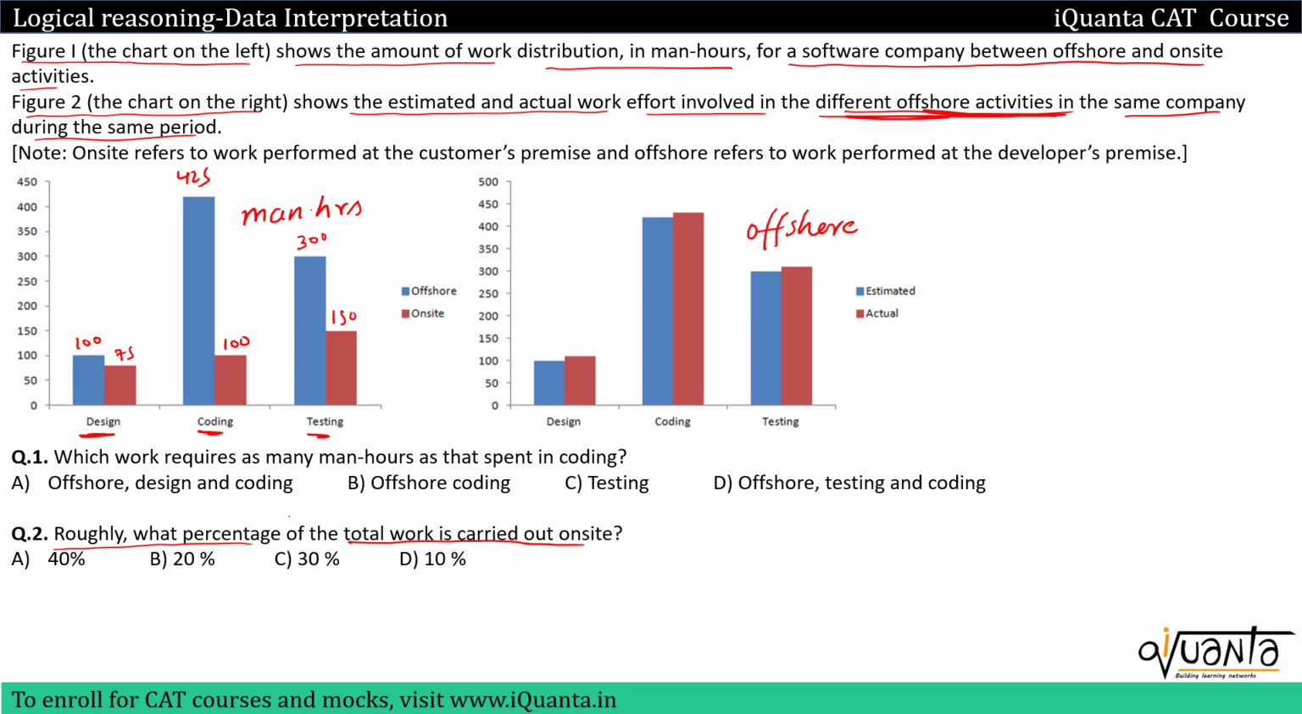So if we add all of them, we'll be getting 100 plus 75, 175, plus 425, that gives us 600, 600 plus 100, 700, then plus 300, 1000, plus 150, 1150. Okay, so 1150 is the total work.